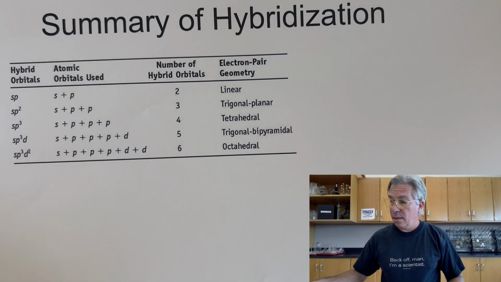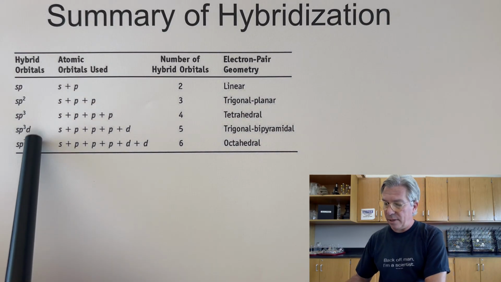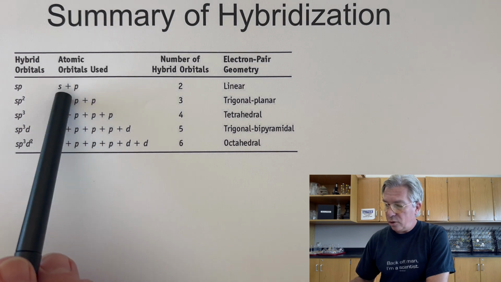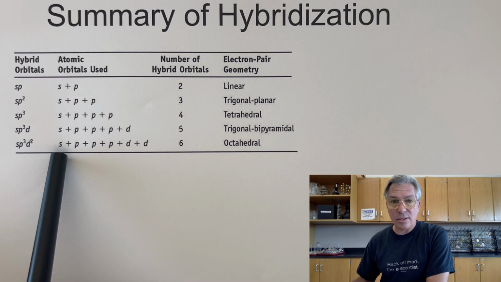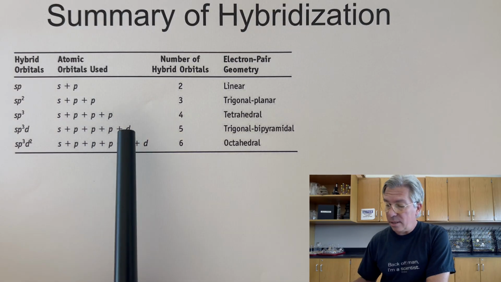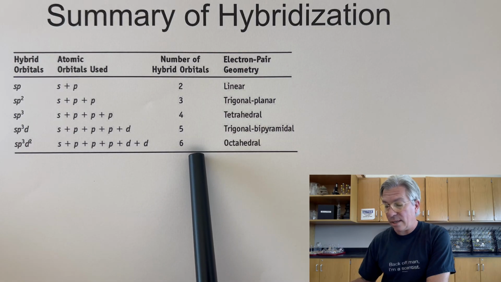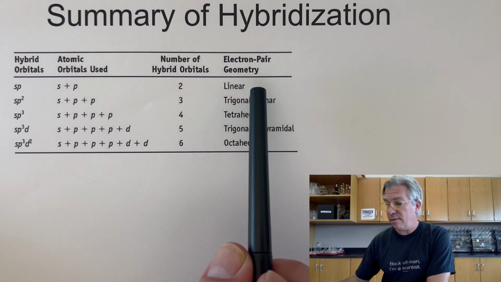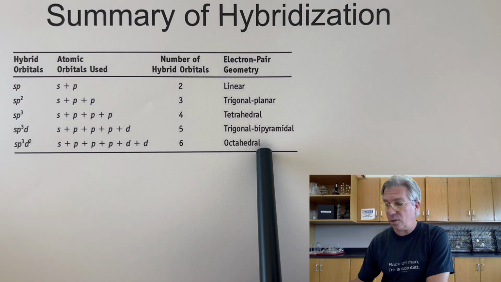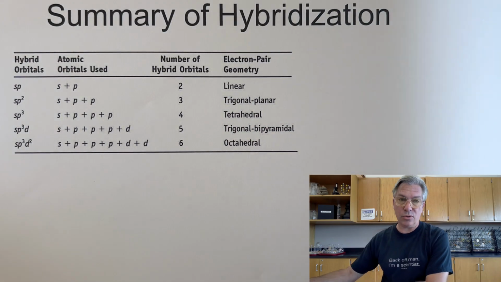A quick summary. And that is, all right, we've got 5 types of hybridization. Which orbitals are being used? Notice the s is always used first, followed by however many p's you need. If you run out of p's, you've got to start hybridizing the d's to get anywhere between 2 and 6. And those correspond to the 5 electron pair geometries: linear, trigonal planar, tetrahedral, trigonal bipyramidal, and octahedral.